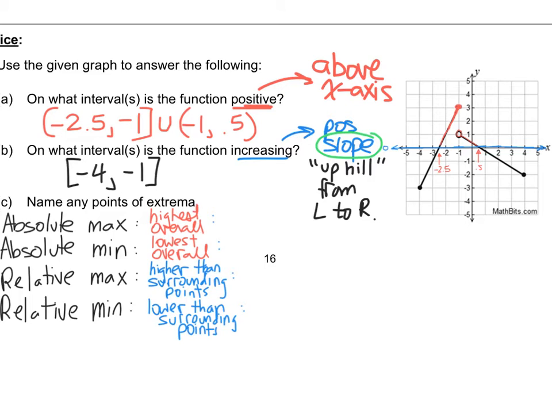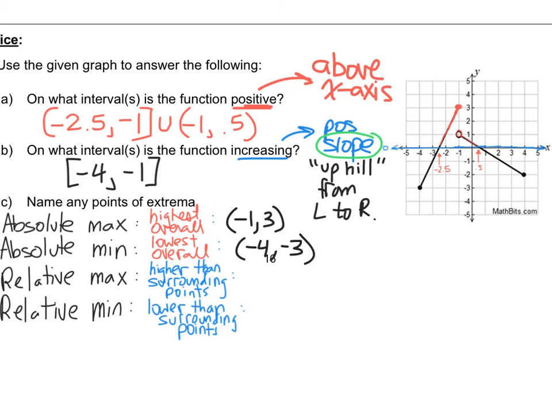-1, 3. Perfecto. Lowest point overall? -4, -3.